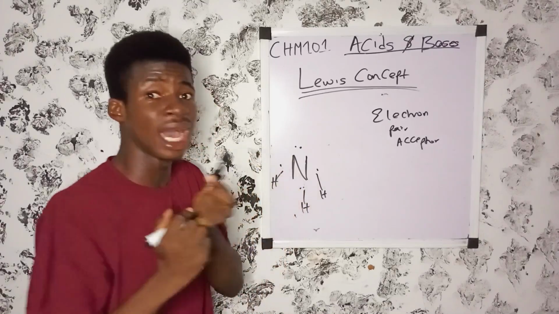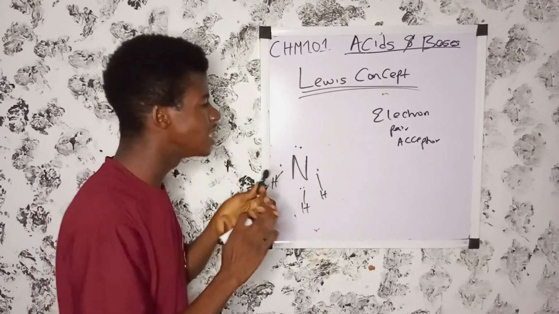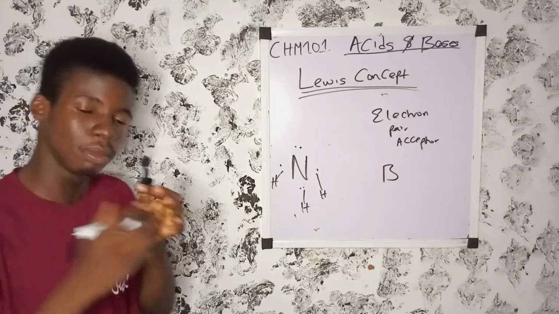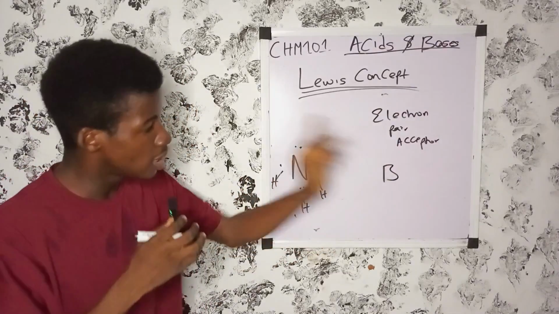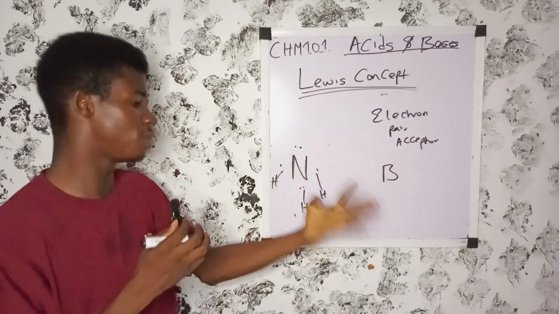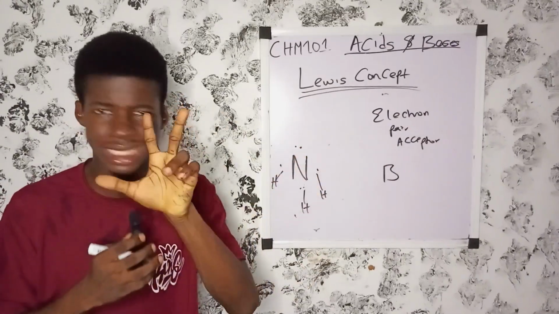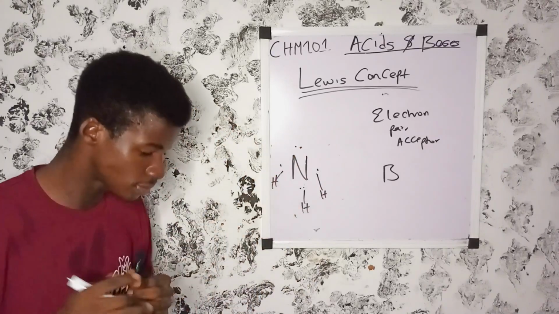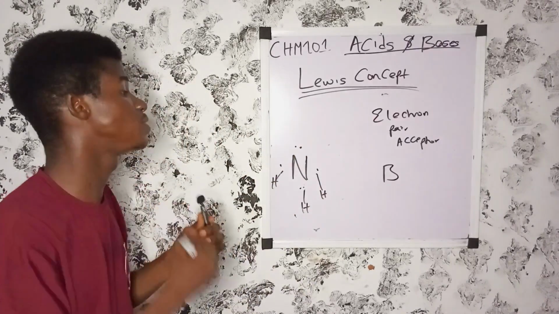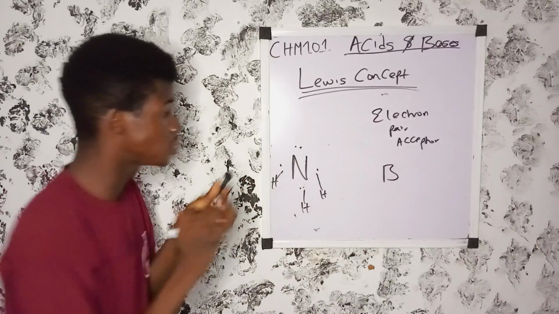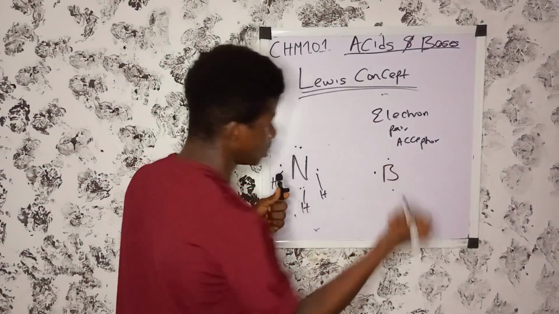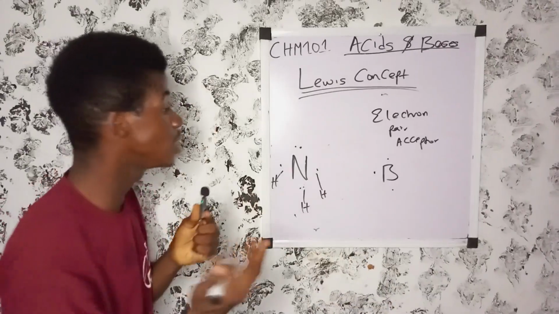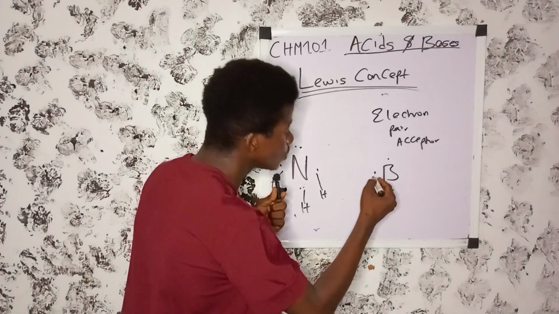Now let's continue. Ammonia reacting with boron trichloride, this is in your textbook. Let's use the Lewis dot structure again. Boron has 3 valence electrons. If you do it according to the Lewis dot structure, we get something like this: 1, 2, 3, because it has 3 valence electrons. Now, boron can use this to react with what?